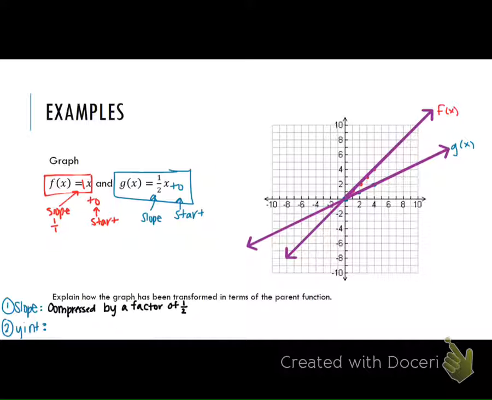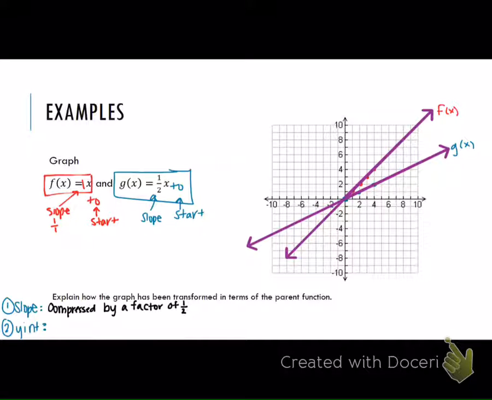How has the y-intercept changed? It didn't change.